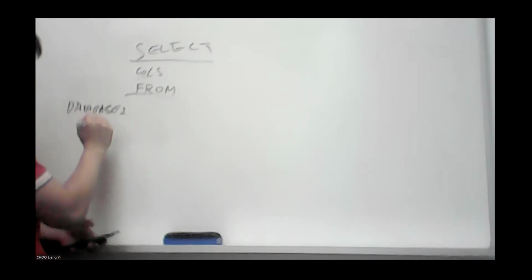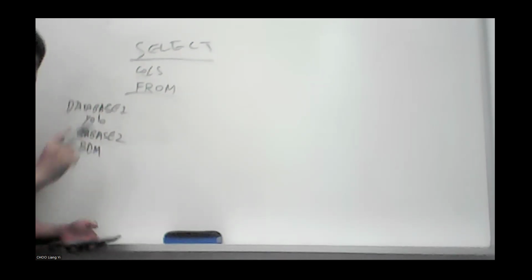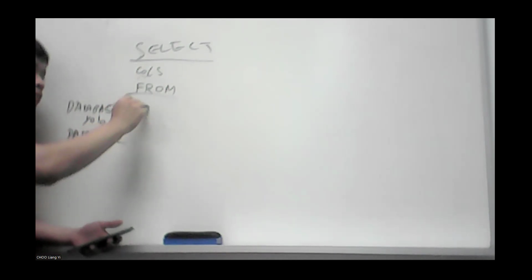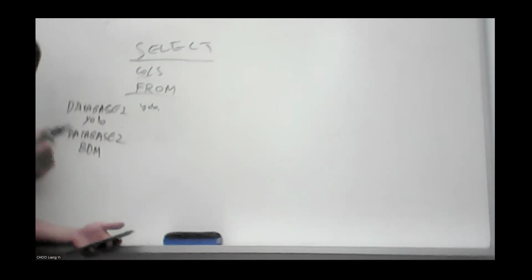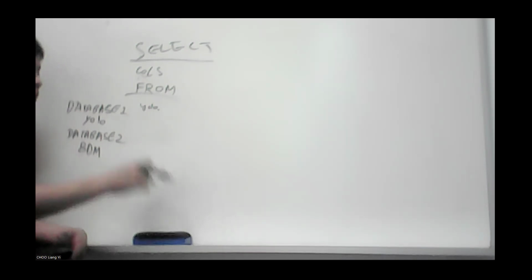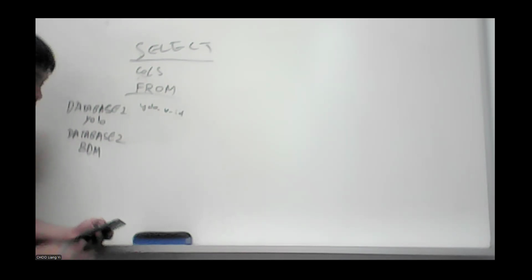Database 1, YOLO, database 2, BDM. You want to select data from these two databases, right? So you need to put, for example, YOLO database dot column, whichever one you want. If you want everything, you can use this thing called star, and then you will select every single column from the database. But maybe for this one you want to put YID, YOLO ID, or whatever you want to put, you have to put there.